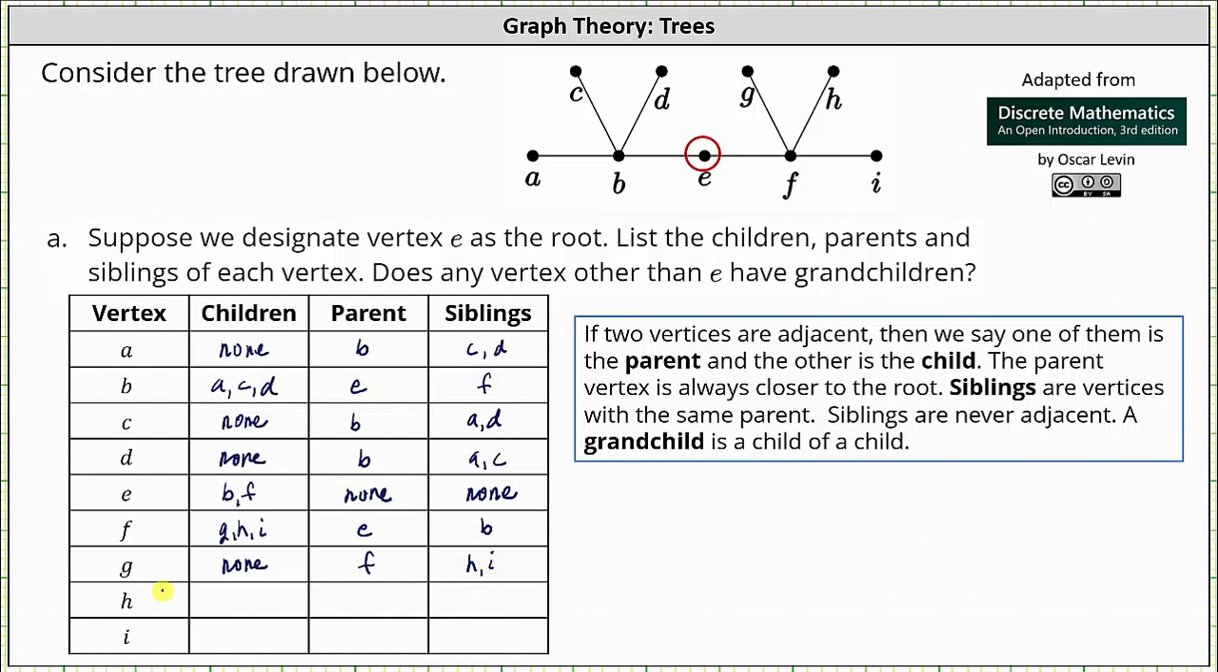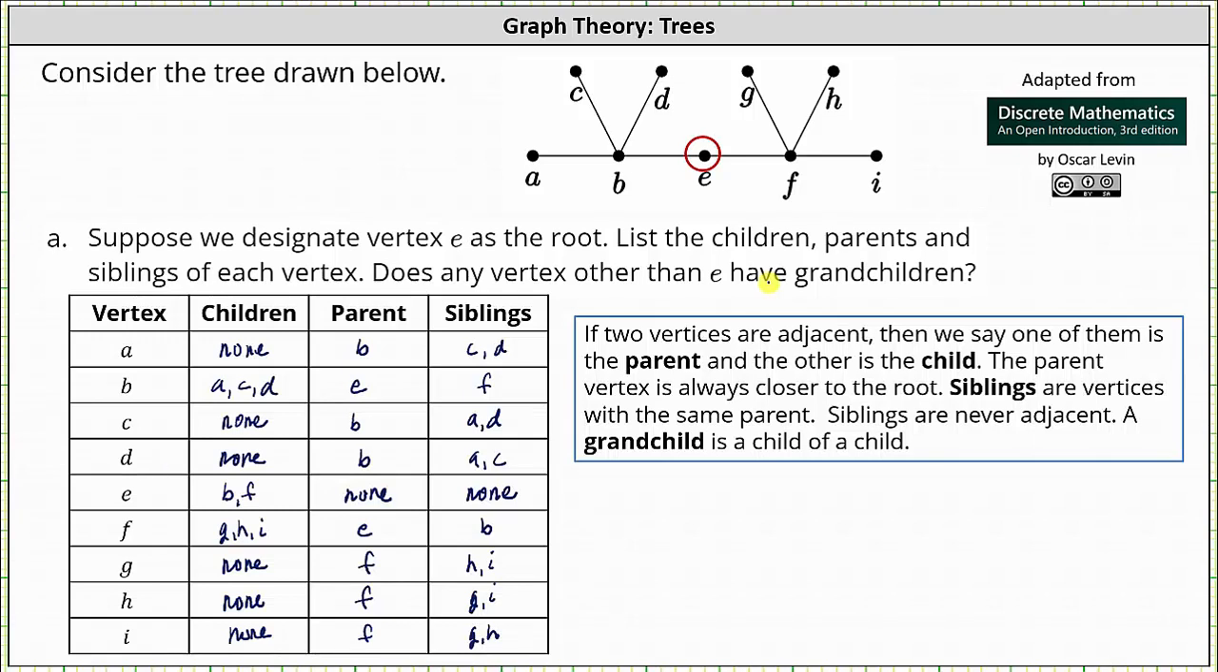Next, vertex H has no children. The parent of H is vertex F. And the siblings of H are G and I because they share the same parent. And then finally, vertex I has no children. The parent is F, and the siblings are G and H.